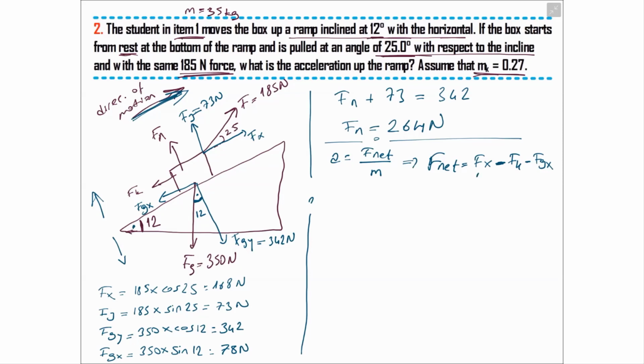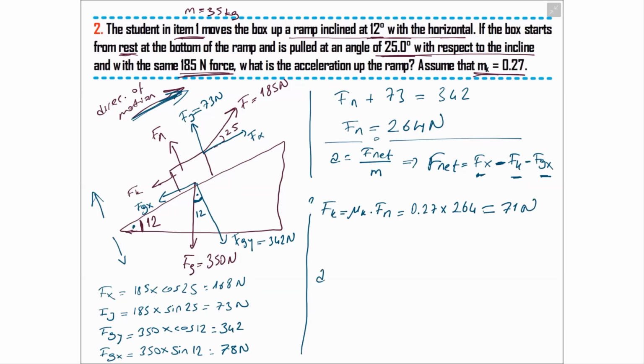So Fx we calculated, Fgx we calculated, so here we have to calculate Fk. And how can we calculate Fk? It is equal to mu k times Fn. And mu k in this question is given in the question, 0.27, and as we calculated, Fn is 264. So Fk is going to be 71 Newton.